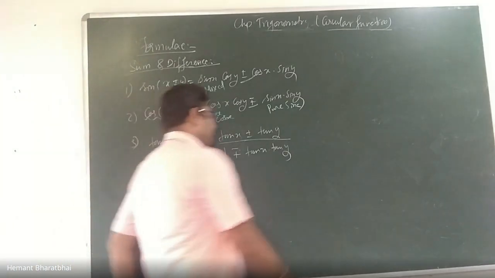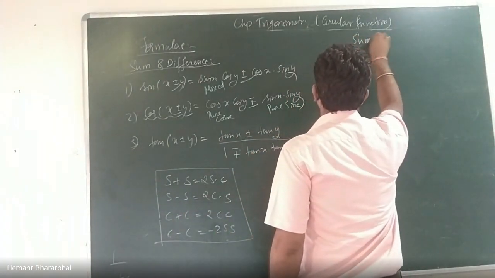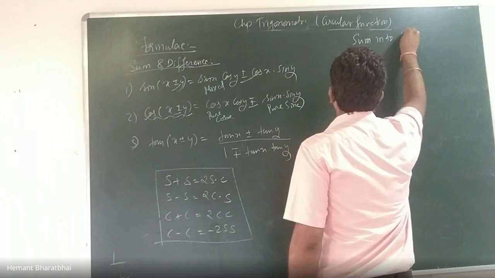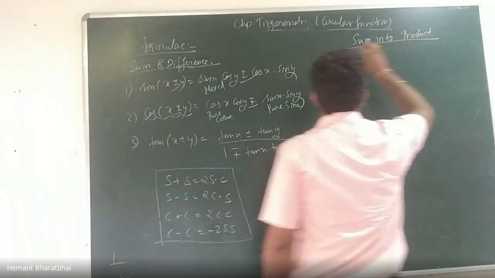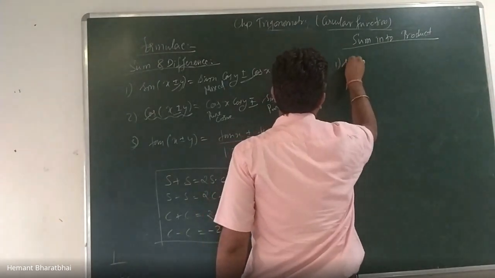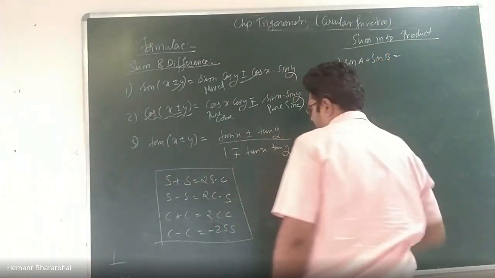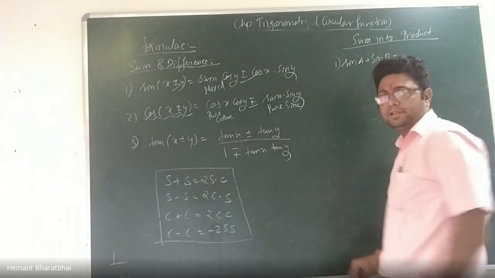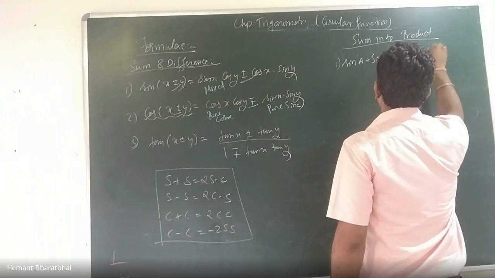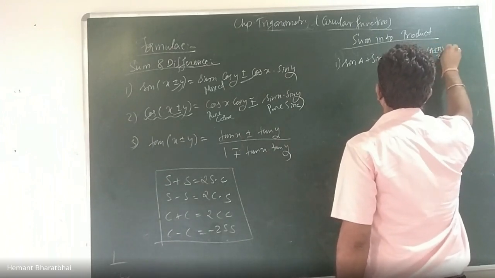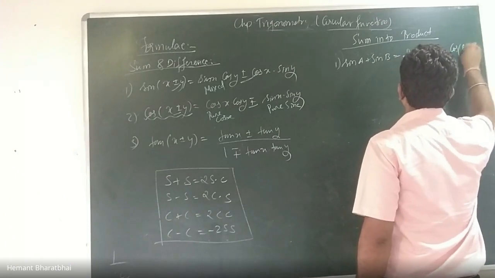Now let us write the formula. So the first, sum into product. Suppose I have sine A plus sine B. So here S plus S is 2S into C. So I'll write 2 sine of (A plus B) by 2 into cos of (A minus B) by 2.